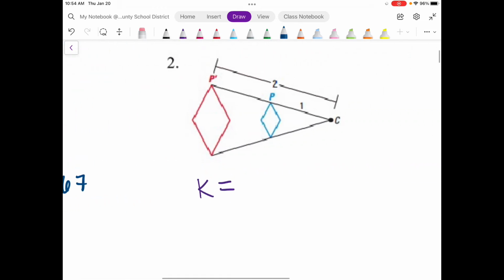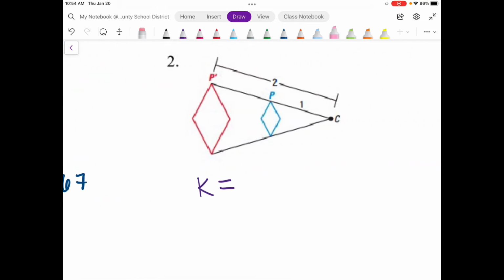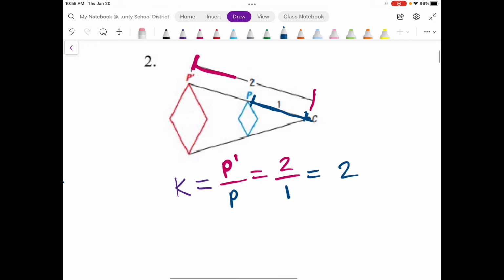For the second one, again, we're doing the prime, which is, in this case, from the center all the way to P, that's 2, over the non-prime, the original pre-image, it's just 1. So if I put that in the calculator, it's just 2, or 2 over 1. And because 2 is bigger than 1, this is an enlargement.